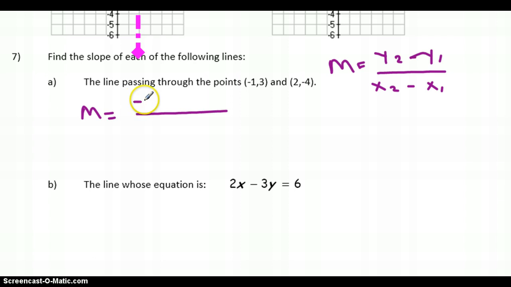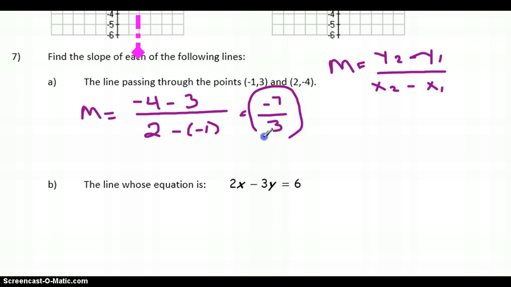So -4 is my y2, minus 3 is my y1, over 2 is my x2, my second x coordinate, minus -1, which is my first x coordinate. So I've got -7 over 3. That fraction does not reduce. I can't finish the division, so that's my slope, my final answer for this one. Alright? So if I have 2 ordered pairs, I need to use this equation to find the slope.